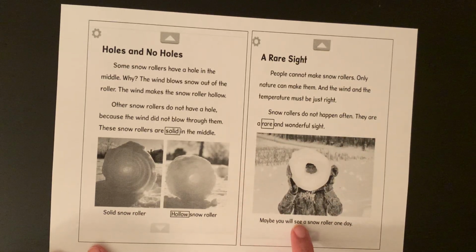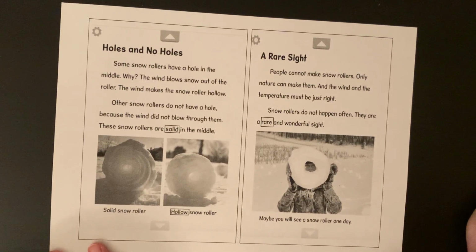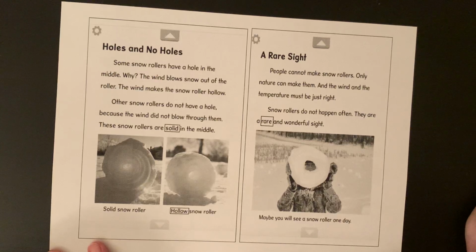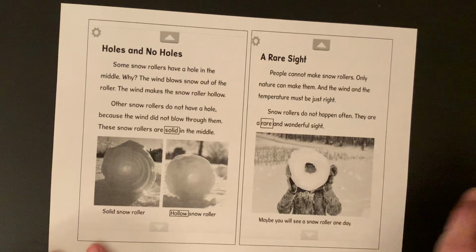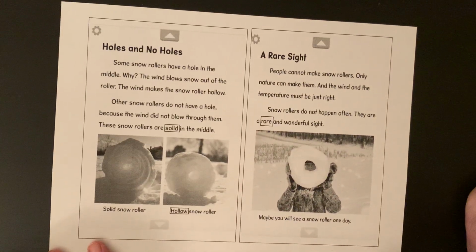Maybe you will see a snow roller one day. So it says maybe. So does that mean they're all over the place? Everybody's gonna see them? It might be very hard for us to see them in Florida because we don't even get snow very often. So I'd say it would be very rare for any of us to see that.